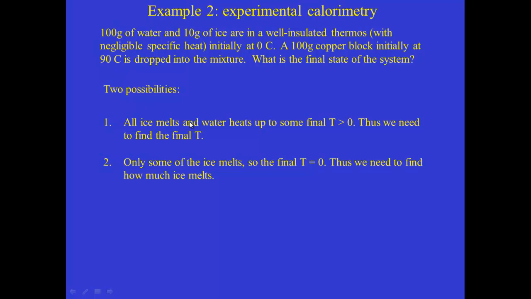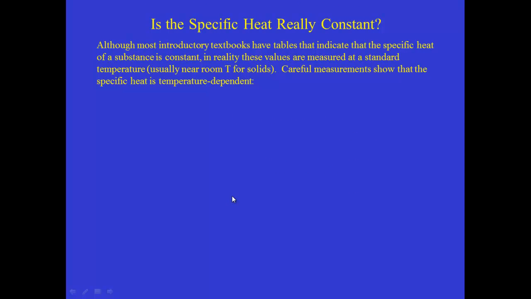But what if I made the assumption that all the ice melts and it turns out I was wrong? Then I will end up with a final temperature, for example, that's negative. And that doesn't make any sense. That would tell me that I'd made an assumption that was not really consistent with the situation. So if that happens, then I guessed wrong, and I'll have to move on to step 2 and realize that probably only some of the ice melts. Then I'll have to find out how much of it melts. Those are the kinds of choices that you have to make in doing calorimetry problems.